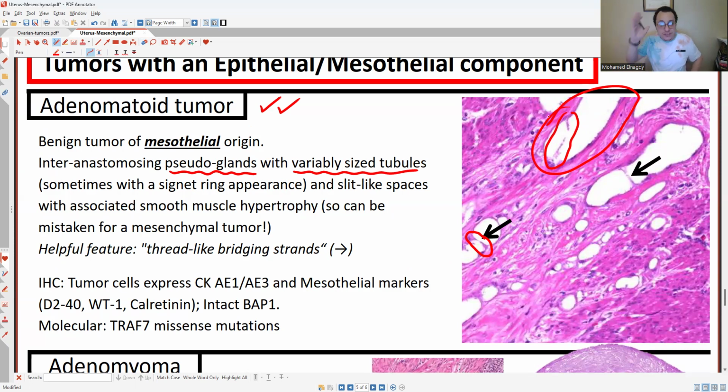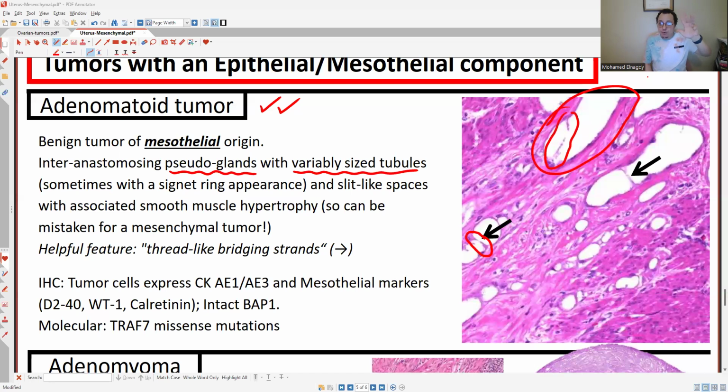They always ask, what are the positive immunostains? D2-40, calretinin, WT1. This reminds you of the immunostains for what? If I say D2-40. Mesothelioma. Yes, good job, Mariam. Good job, Abdurrahman. Mesothelioma and mesothelial lesions: D2-40, calretinin, WT1.